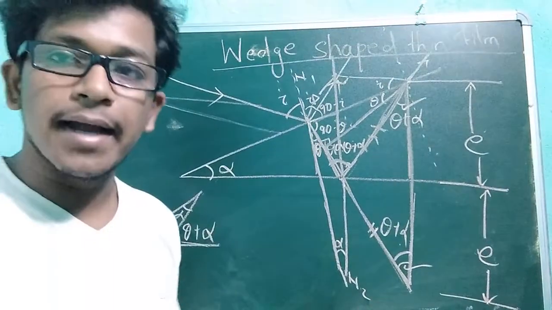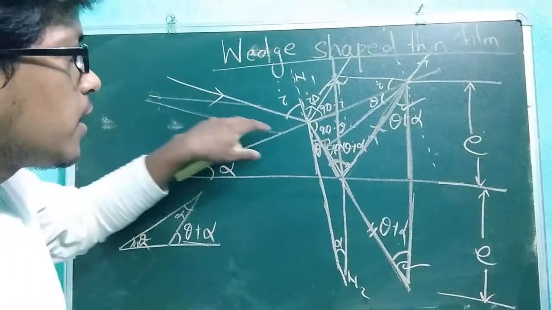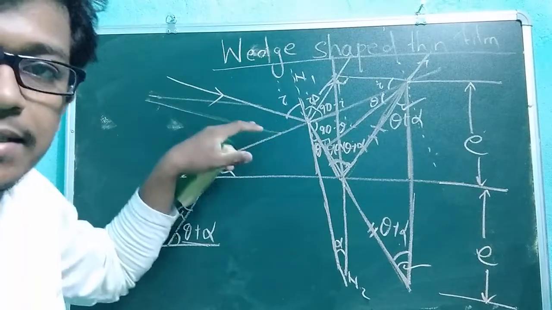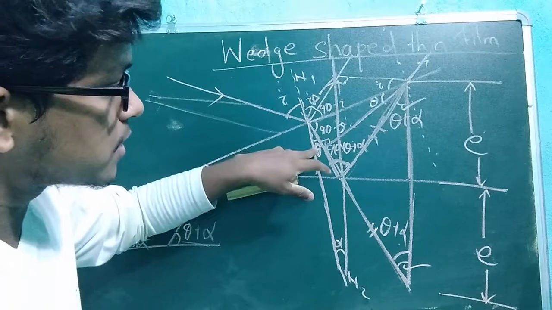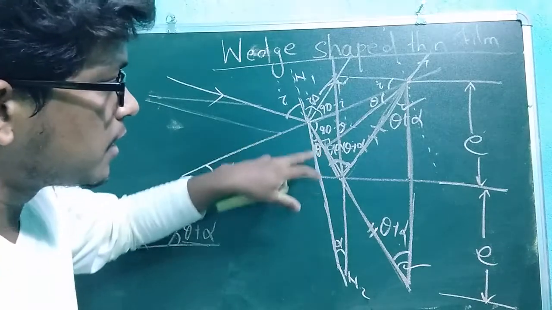This is all regarding the structure. Light is coming, incident with an angle of incidence I. Then that same light is transmitting with an angle of transmission theta.